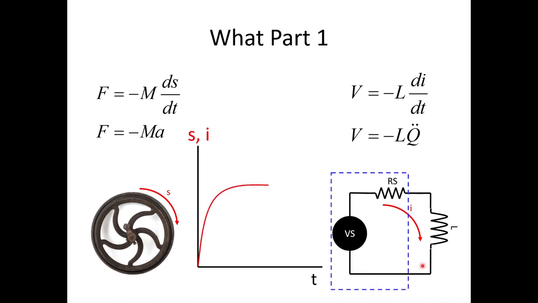And the reason why it saturates here is because no voltage source is perfect, and they have a built-in source resistance, and that's going to limit how much current you can actually push through the inductor. So in this case, the current through the inductor and the speed of the wheel are analogous to each other.